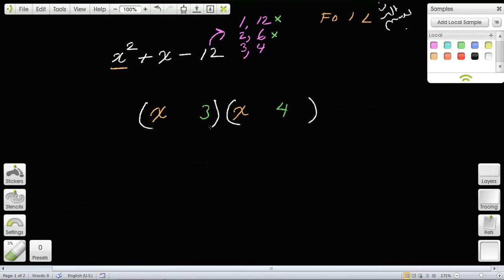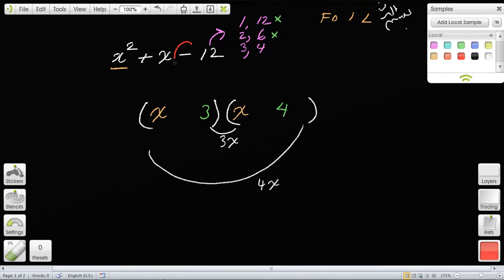Now, do they add or subtract to give you 1x? This is 4x and this is 3x. If you add them, you get 7x. If you subtract them, you get 1x. Oh yeah, that might work, right? So that's good. So 3 and 4.